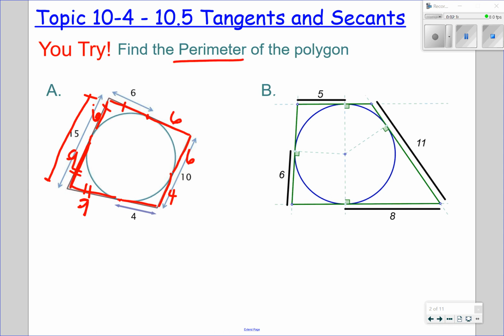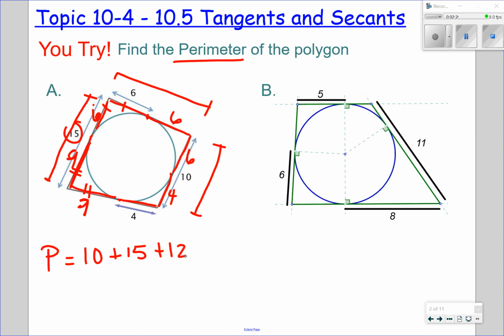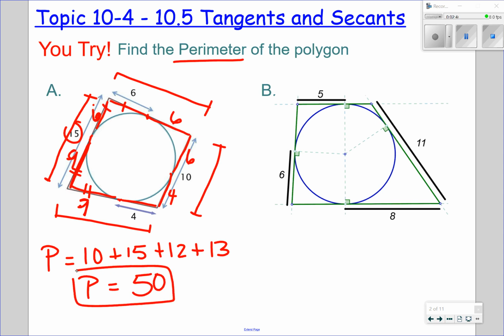So they asked us to find the perimeter. The perimeter of this thing would just be the summation of all of those sides. So we can think of this side being 10, this side over here being 15, and then we can add the different pieces. This would be a total of 12, and then this side would be a total of 9 plus 4, which is 13. So our total perimeter here would be 50. Go ahead and pause and see what you can come up with for part B.